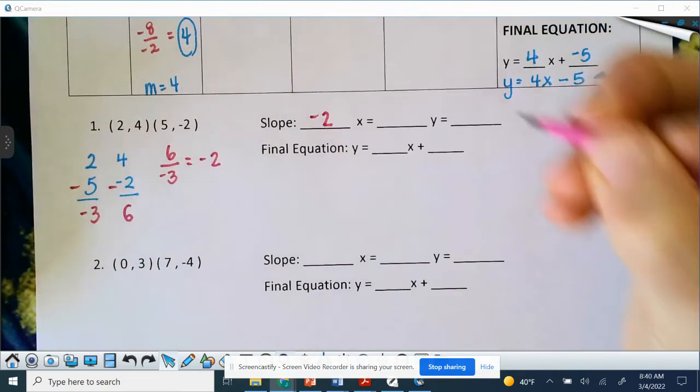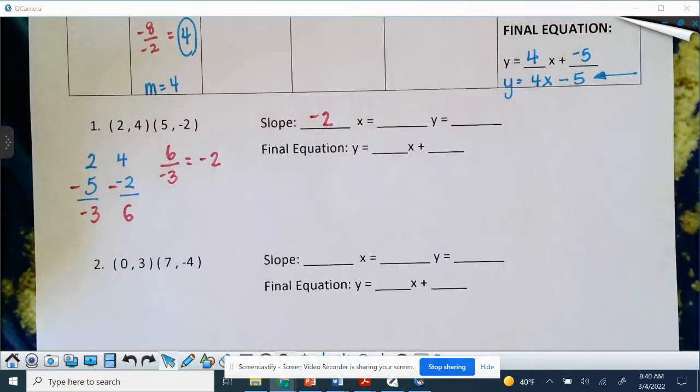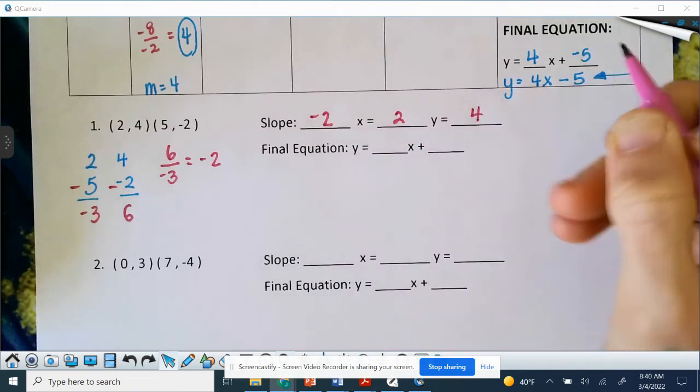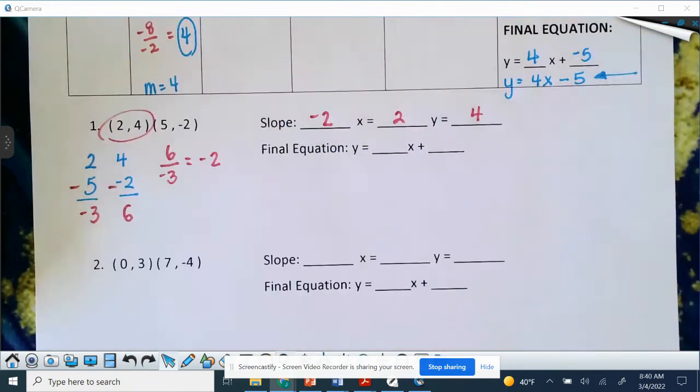We're going to pick whichever coordinate you want. I'm going to use 2 and 4. So 2 is x, 4 is y. So I chose this coordinate. You can do 5 and negative 2. This is another one of those times where your work is not going to necessarily have to match mine or your neighbor's or anyone else's, but the answer has to be the same.